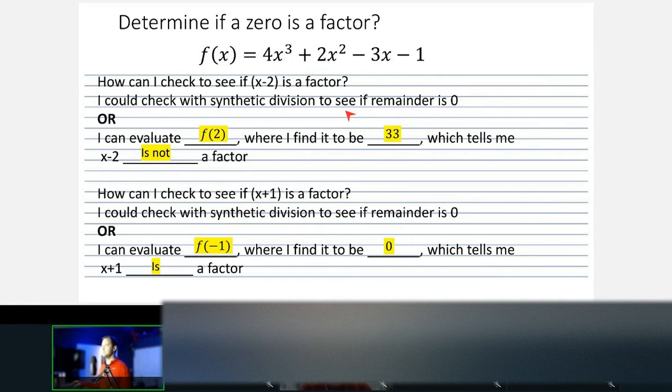So I think this is called the remainder theorem, maybe? I think it's called the remainder theorem. Pretty sure.